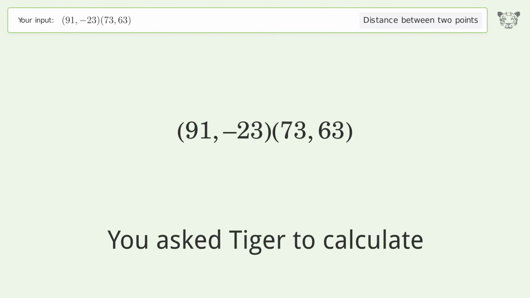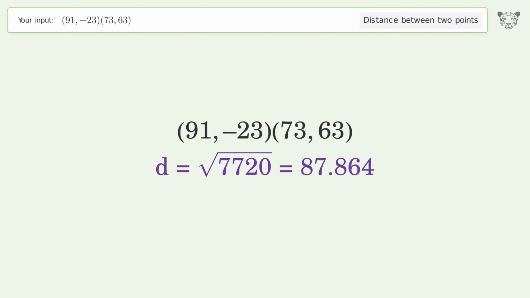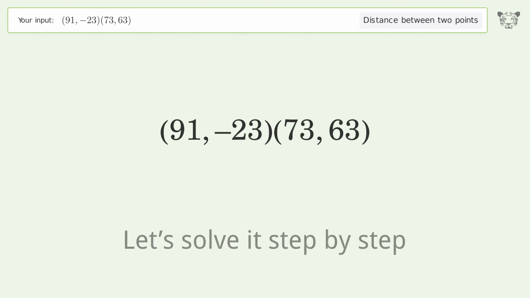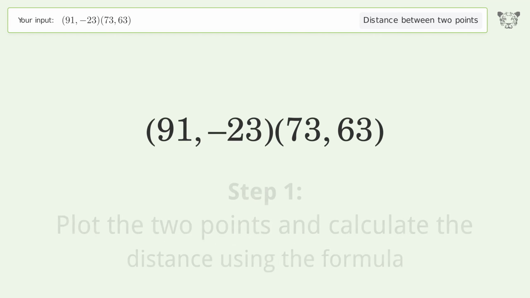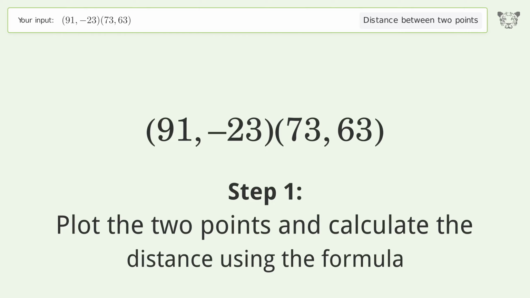You ask Tiger to calculate. This deals with the distance between 2 points. The distance between the 2 points is the square root of 7,720, or 87.864. Let's solve it step by step. Plot the 2 points and calculate the distance using the formula.